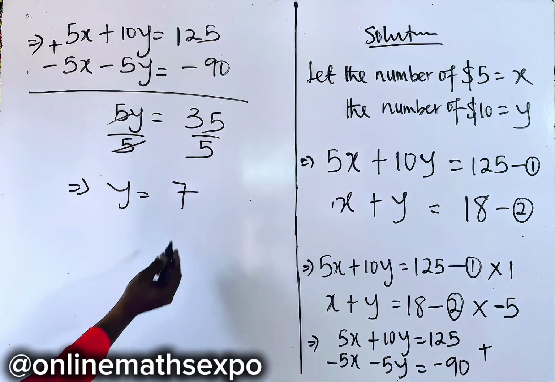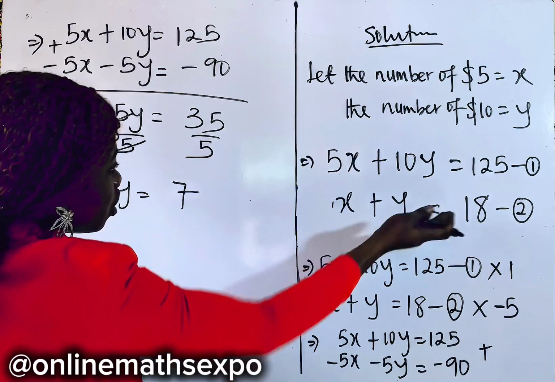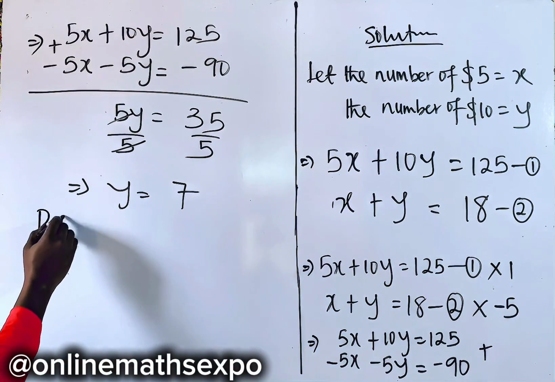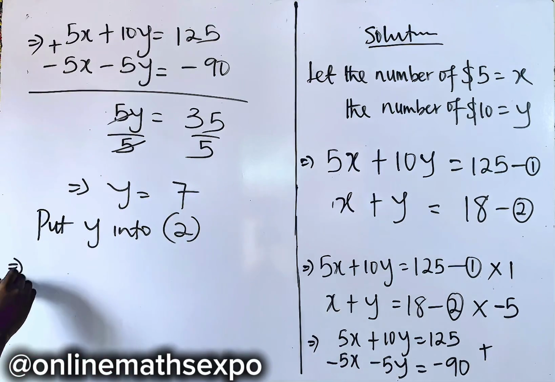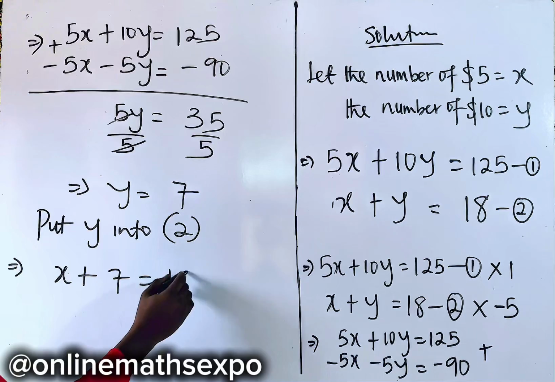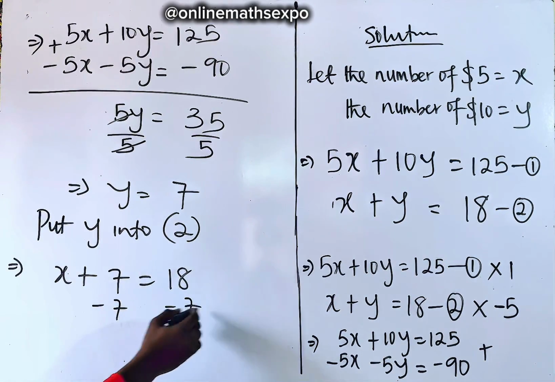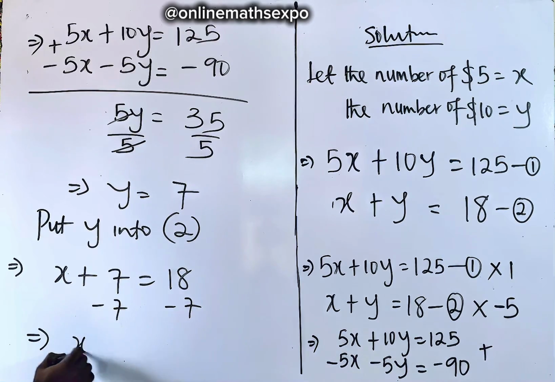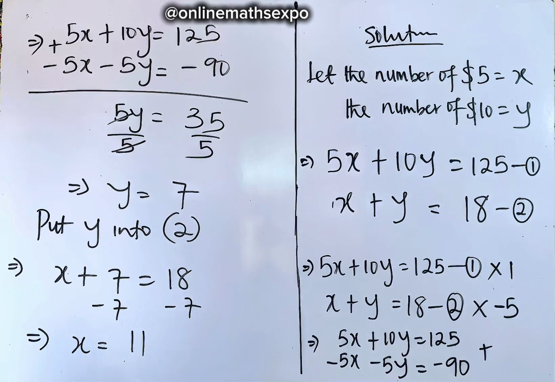And then to get your X, substitute this Y in any of the equations. We can do it in equation 2. So we now put Y into equation 2. It gives us X plus our Y, which is 7, is equal to 18. So to get X, subtract 7 from both sides. So we have X is equal, this is gone. If you subtract this, it gives you 11.